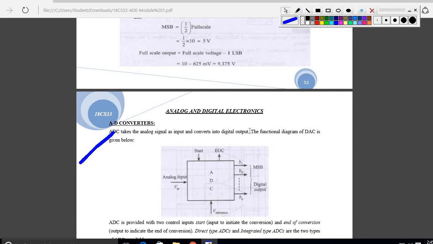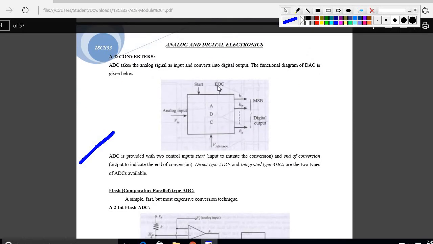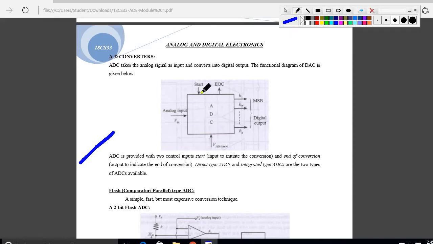So next, see here, ADC is provided with 2 control inputs. The control inputs are start, to initiate the conversion, and end of conversion. So conversion has to start from this, and end of conversion is with EOC, an output to indicate the end of conversion. The direct type ADCs and integrated type ADCs are the 2 types of ADCs available.